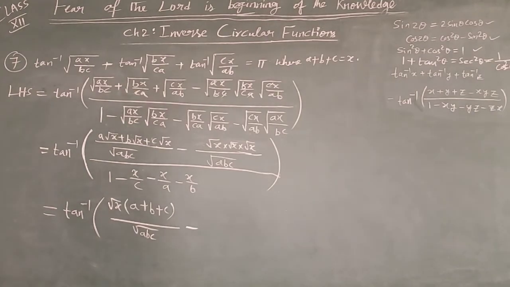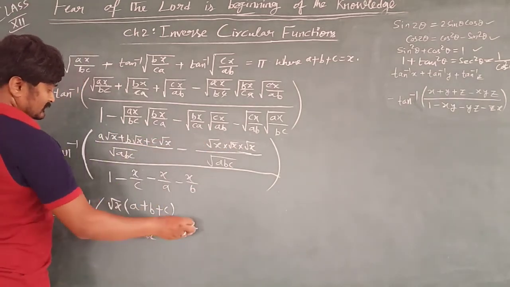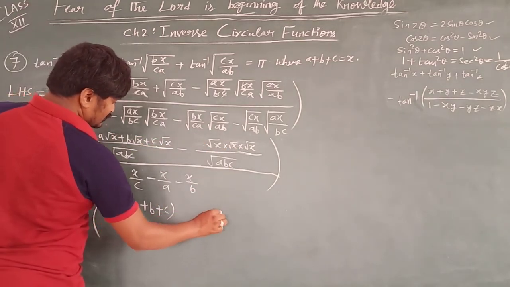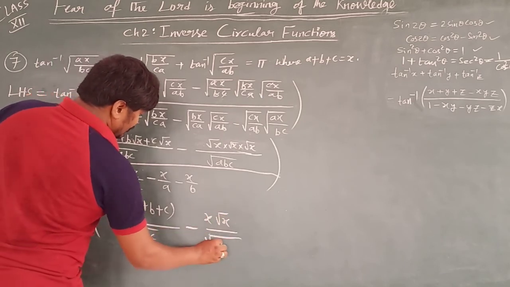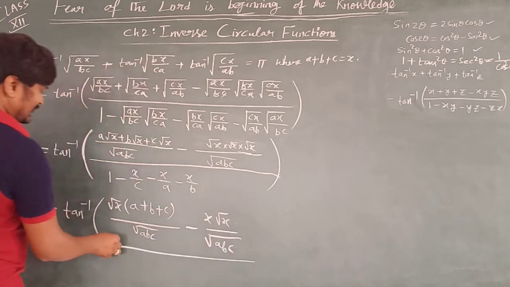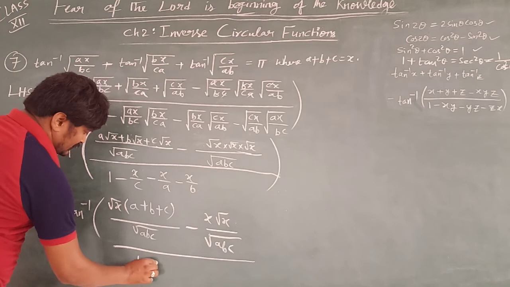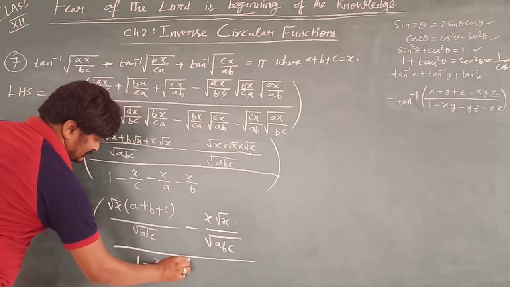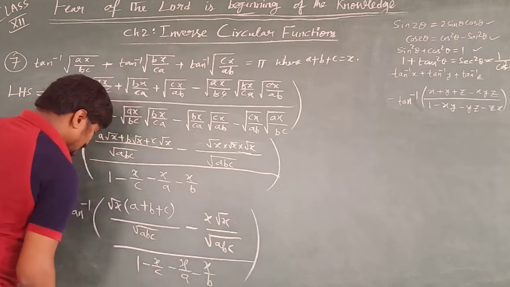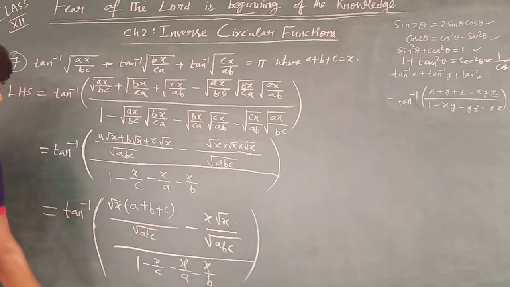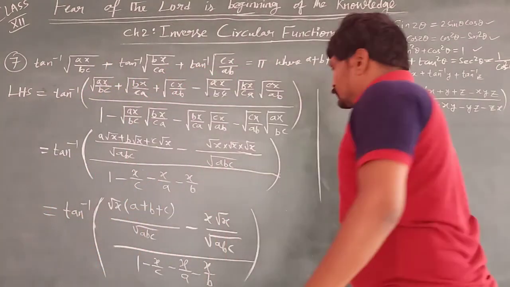So here root x into root x is nothing but x. So write it as x root x upon square root of abc. And this stays as it is, no need to change anything now. So minus 1 minus x upon c, minus x upon a, minus x upon b. So then what is possible? You know a plus b plus c means what? x. Just substitute x there.